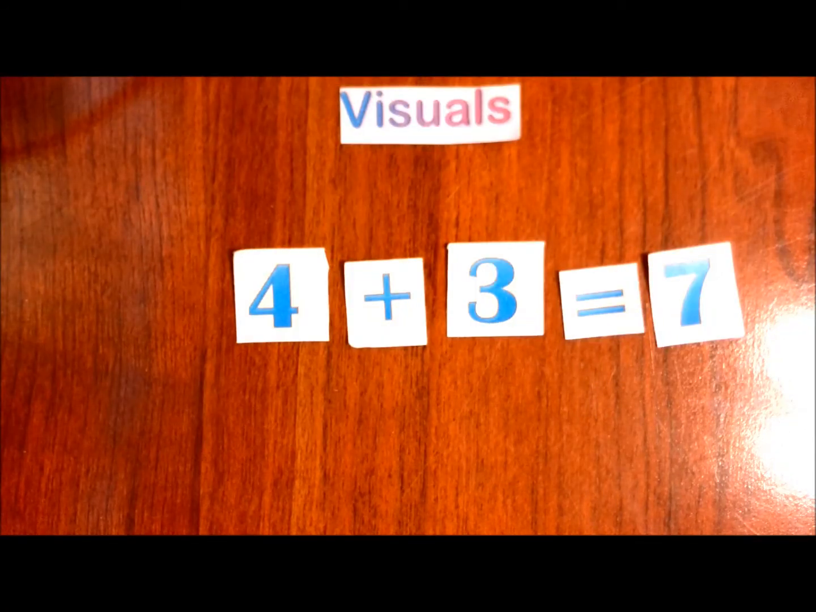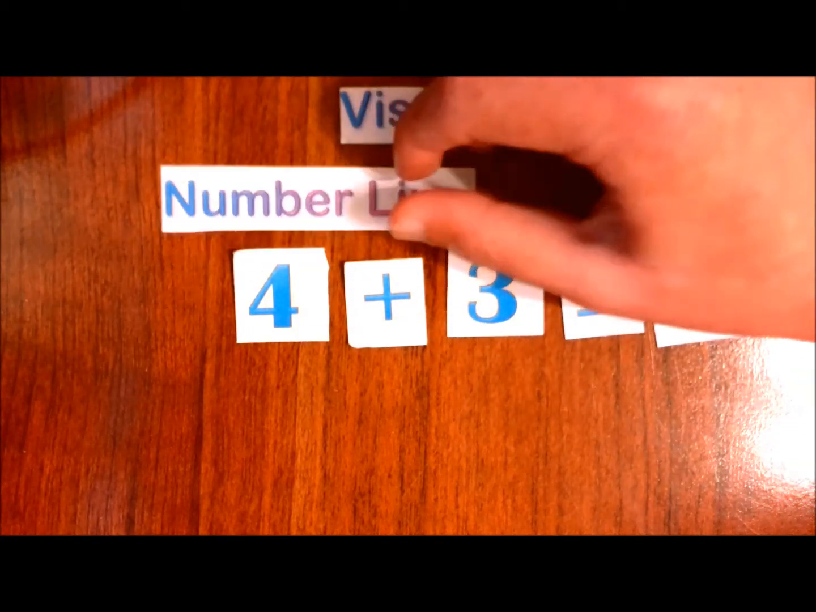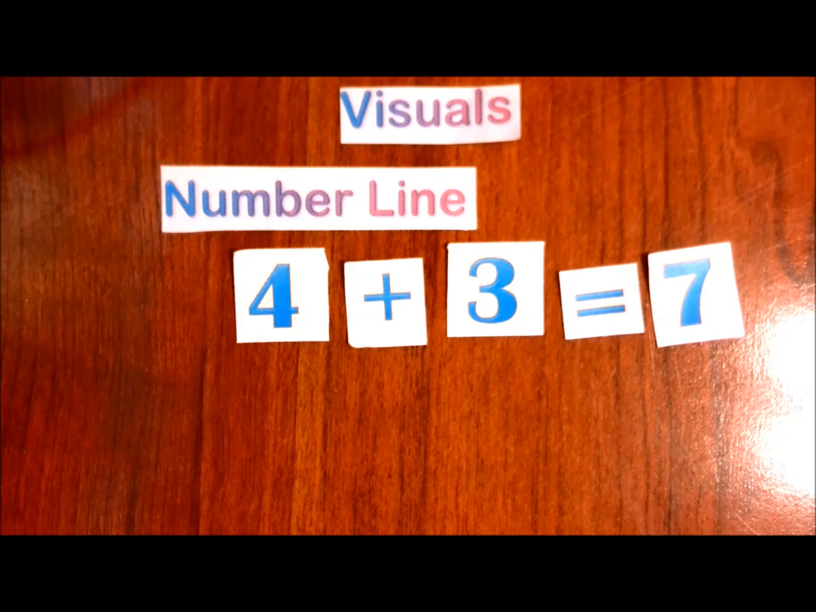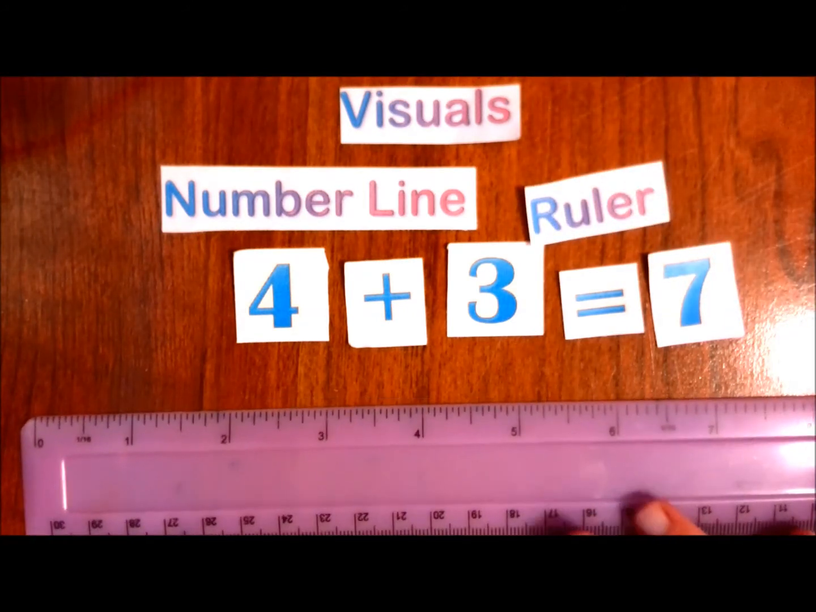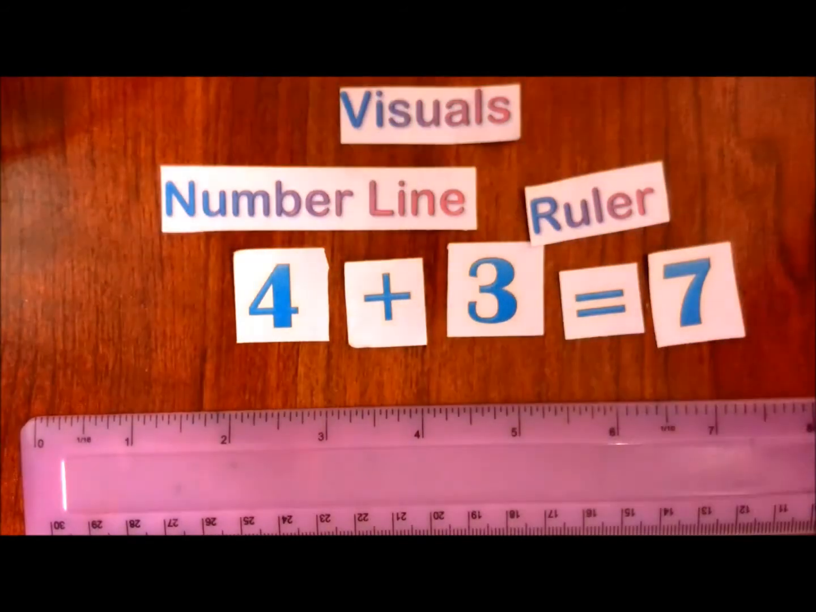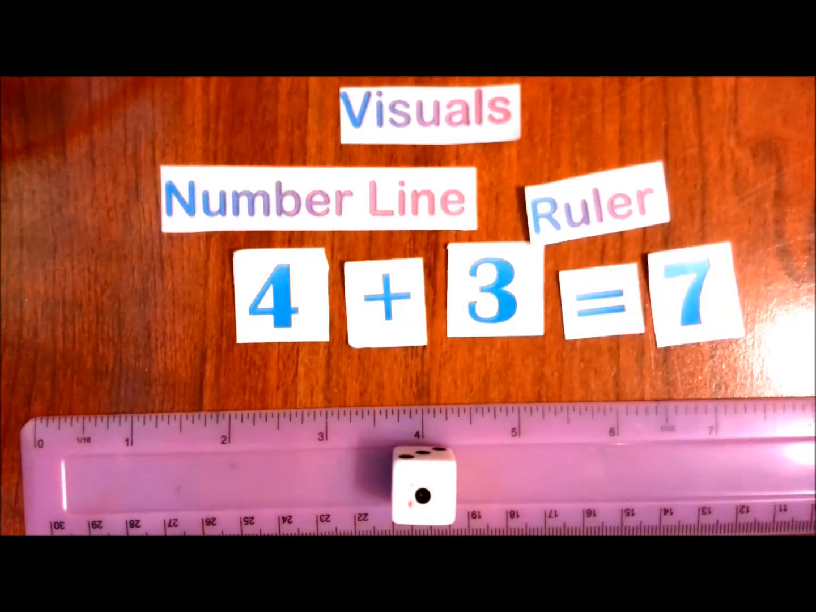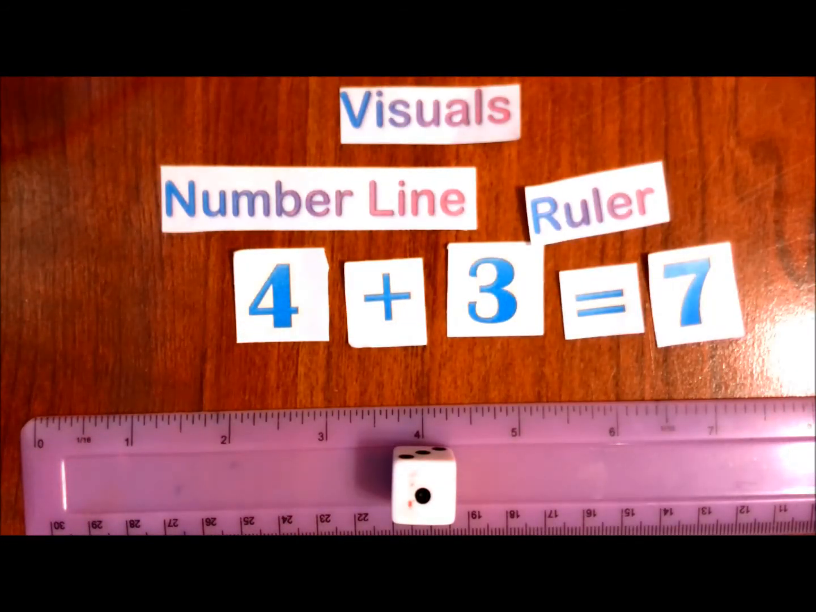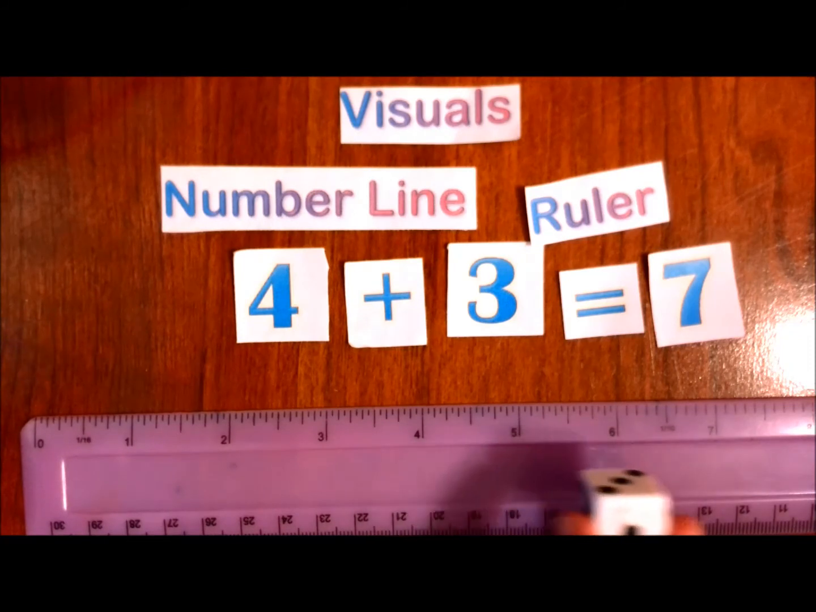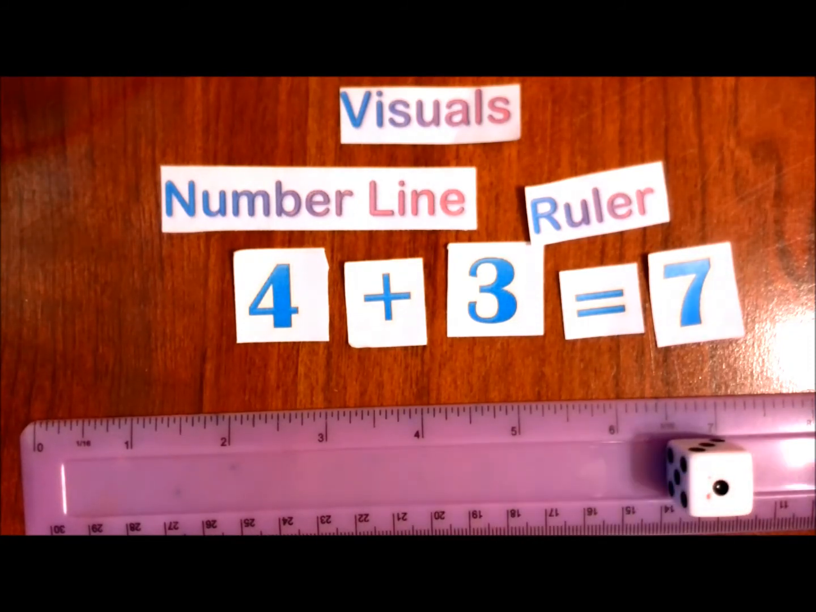Another visual, another way to see addition, is using a number line. In this video, we'll be using a ruler to represent a number line. So suppose I want to solve 4 plus 3. I can start at 4, and then I move 3 steps. 1, 2, 3. I see where I land, and it is 7. So therefore, 4 plus 3 is equal to 7.